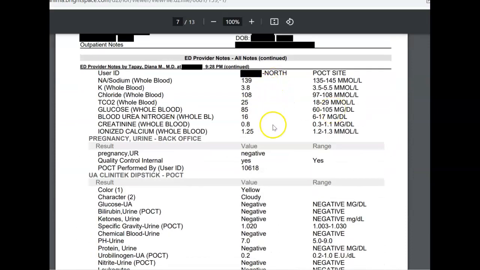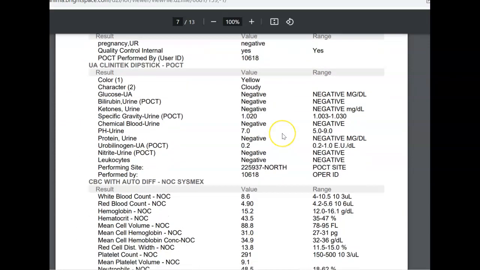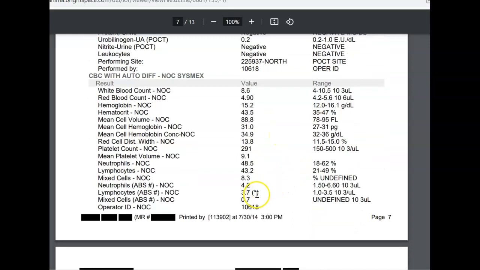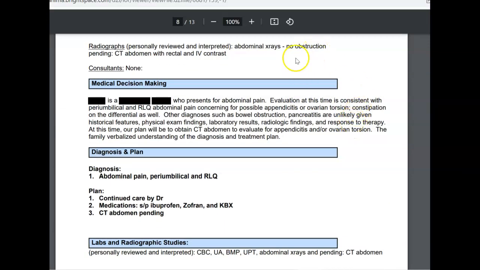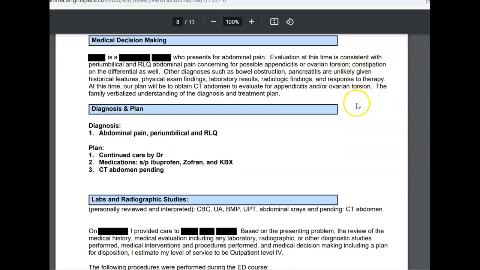All right, so then we go through all the blood work. Go down here, this one here. The lymphocytes are a little bit high. You can see the little asterisk here. No obstruction, CT with the abdomen, rectal IV contrast. Okay, so we have no consultants coming in.